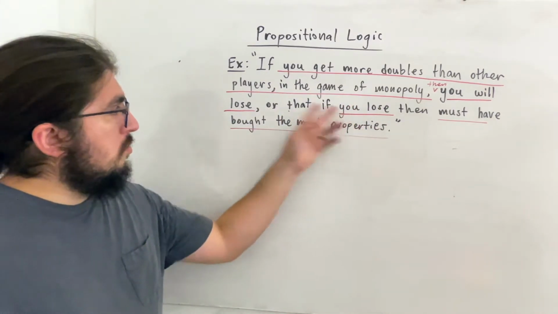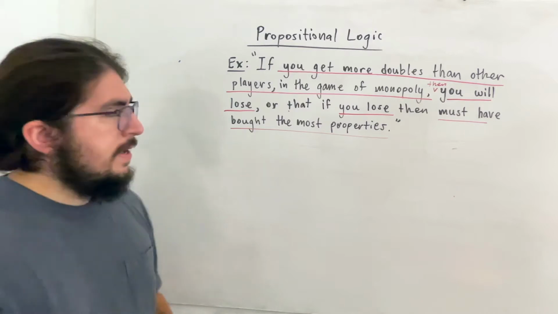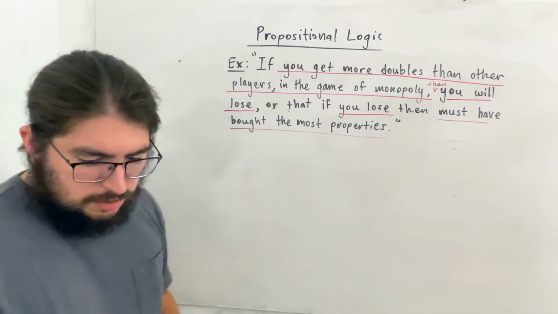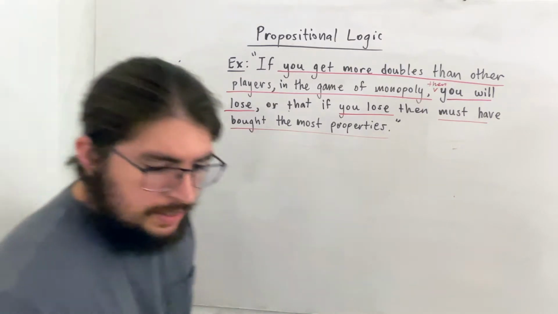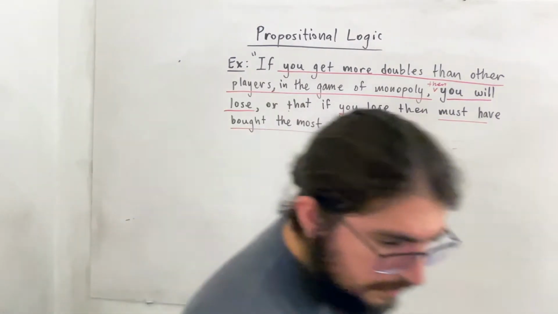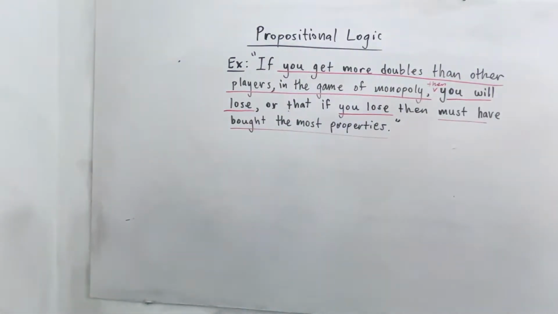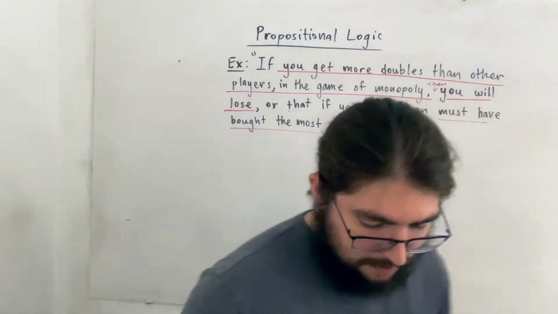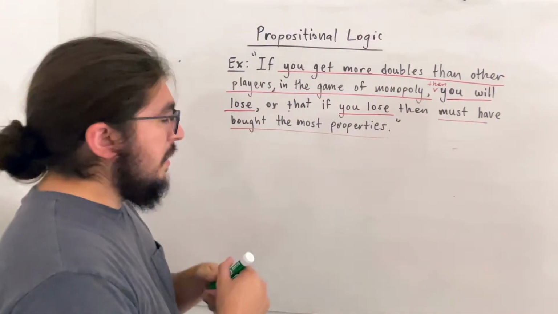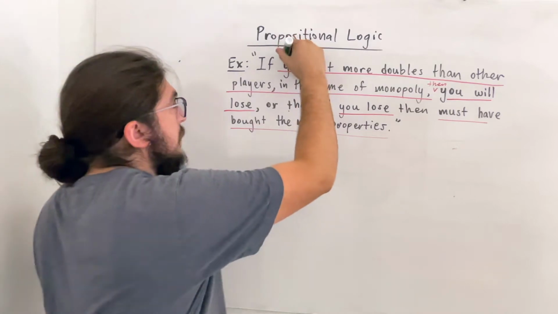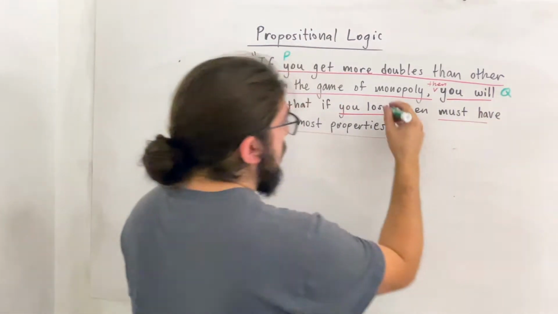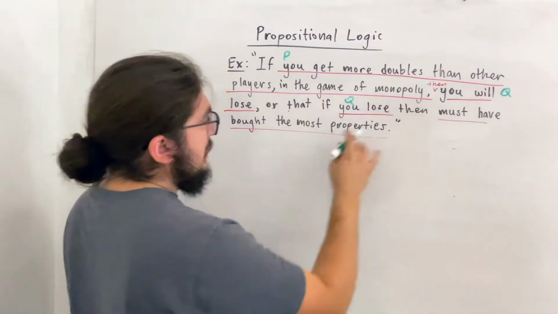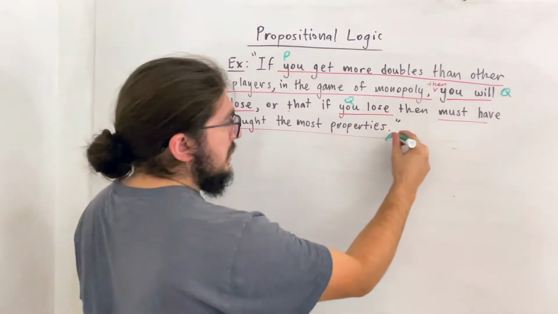But the you lose is actually repeated here. So let me see if I have a different color here. I usually have them up in front of me, but that's okay. So I have P, I have a green here. Let's call this P. The you lose statement, we'll call that Q, so that's also Q here. And this last statement, you must have bought the most properties, we'll call that statement R.